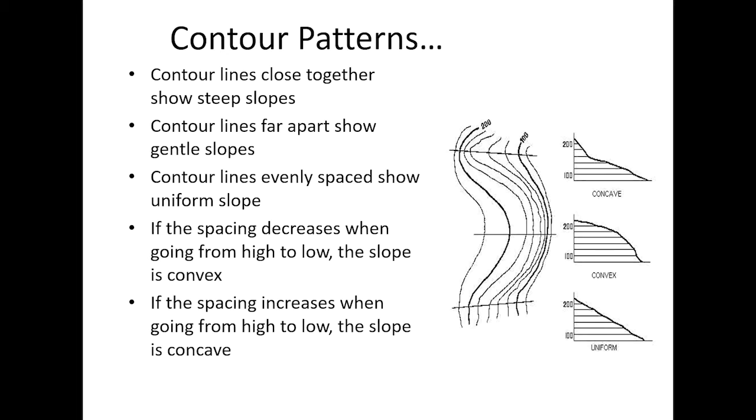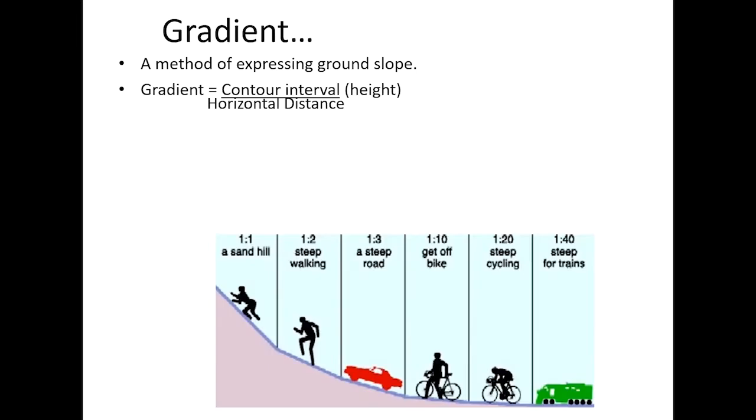One thing that's useful to also read from contour lines, and combine that with your ability to measure distance, is the gradient, how steep a slope is. And the gradient is just the height, or the contour interval, of the distance between two places that you're interested in, divided by the horizontal distance. And it's expressed as a ratio.